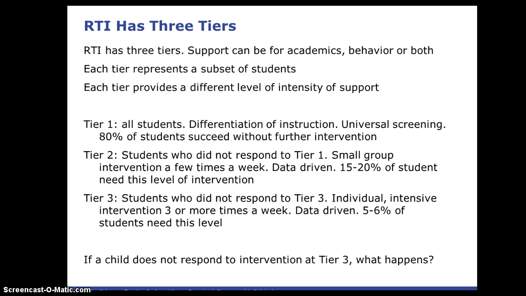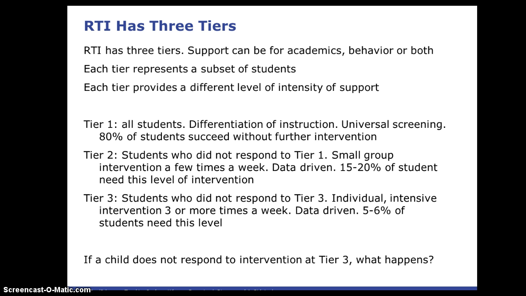So tier 1 is what we do every day in our classroom for all the kids. It's differentiating instruction. It's making sure we use visual and auditory and kinesthetic means. It means that we have different kinds of assignments and different kinds of assessments. It means that we don't just teach things one way, we teach things multiple ways until we find the way that works for each child.